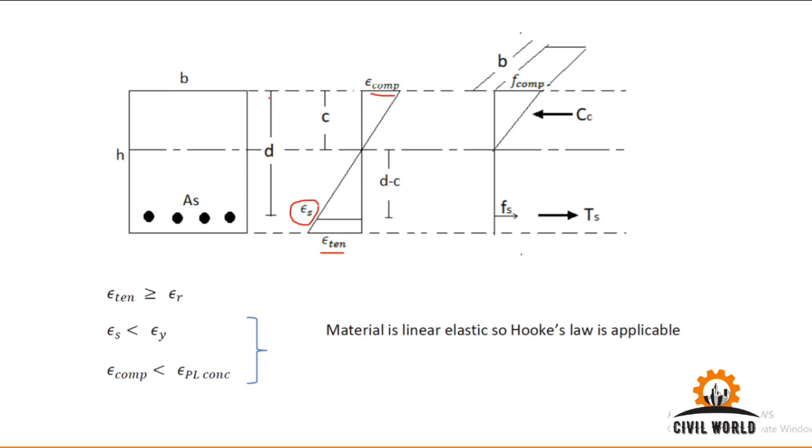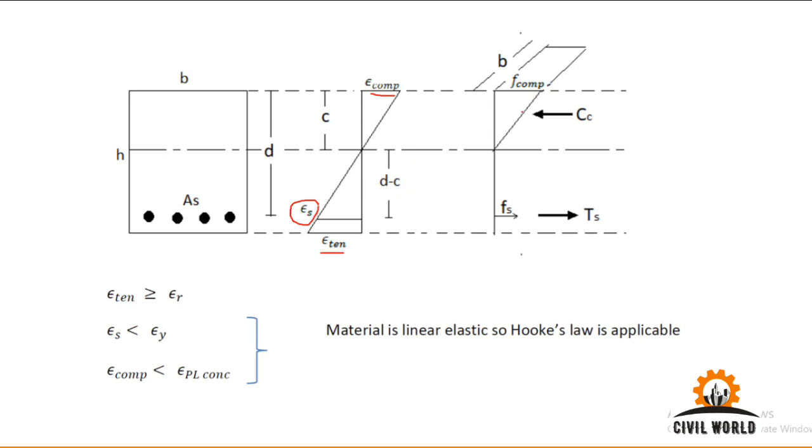The effective depth is d, which is a distance from the top fiber to the centroid of the steel used. Distance from the neutral axis to the centroid of the steel is d minus c. Total is d. This distance is c, so this distance is given as d minus c.